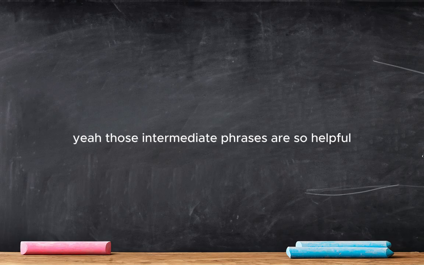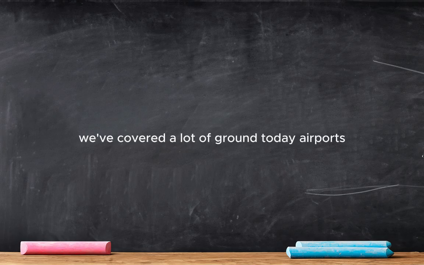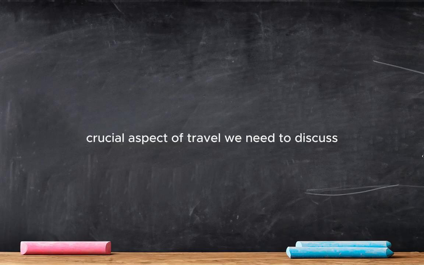Those intermediate phrases are so helpful because even seasoned travelers can find themselves in those unfamiliar situations. For sure. I've definitely had to double check a route or ask for clarification. Absolutely. It's all about being comfortable asking for help when you need it. Now, we've covered a lot of ground today. Airports, restaurants, shopping, transportation. But there's one more crucial aspect of travel we need to discuss. What's that? Accommodation.